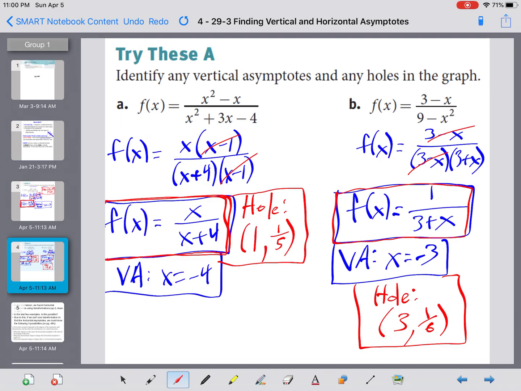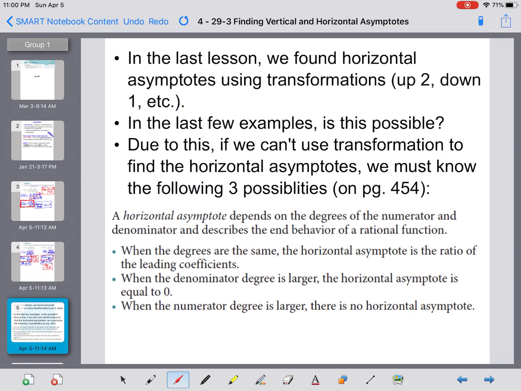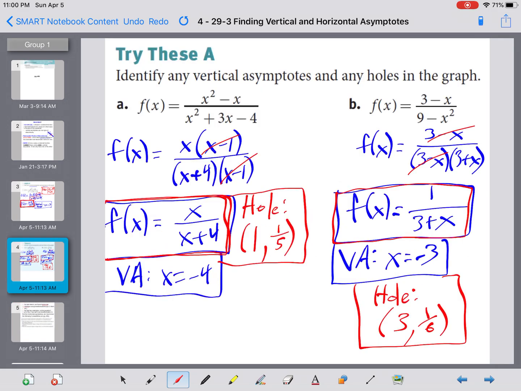Okay, so we've done vertical asymptotes, we've done holes. Holes are the new thing today, the removable points of discontinuity. The last thing we need to talk about really quickly are horizontal asymptotes. If you're in class, we would talk here a little bit with your teammates. In the last lesson, we found these horizontal asymptotes by using transformations. Everything was written with a d out back. I can move it up 2 or down 1, etc. But if you look back at these last two examples, they're written as one big fraction.